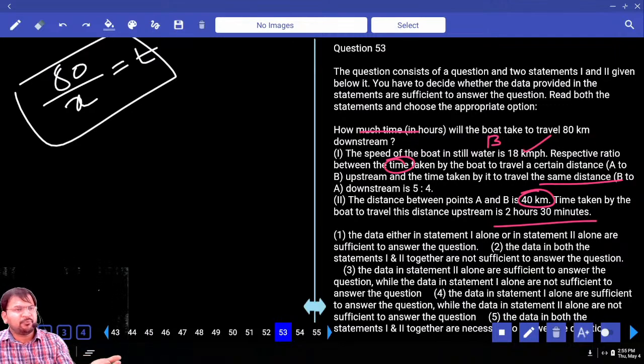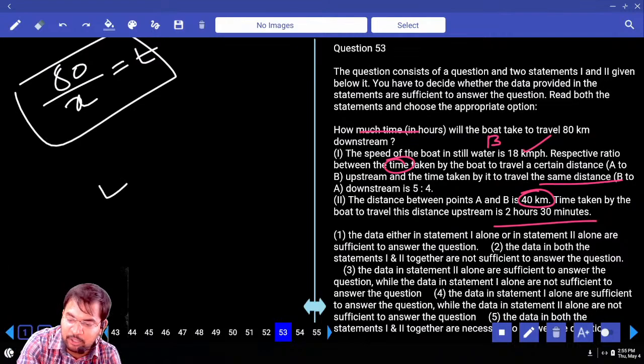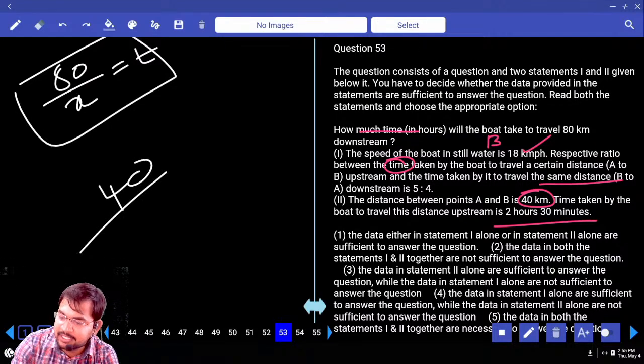You will get y. y is nothing but b minus c. Is it possible to get x? Why using b? Are you clear? The distance between A and B is 40.